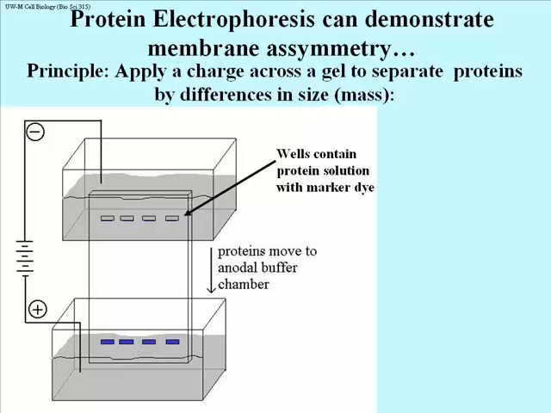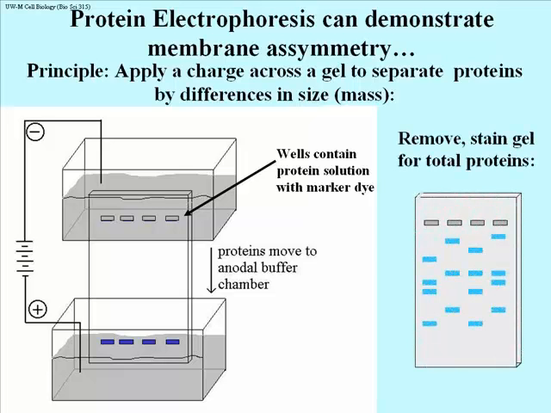So the wells originally contained a protein solution with this marker dye. We take the gel out of this apparatus. We stain the gel with a colorimetric dye, that is, a dye that recognizes proteins generally and turns them colored, in this case a kind of light blue. And so what you now are looking at are bands of proteins. Each band represents one or more proteins that has migrated at a rate that is proportional in some way to the size, that is to say, the length of the polypeptide. Larger proteins move more slowly, so they'll be nearer the wells where they started. Smaller proteins move more rapidly.